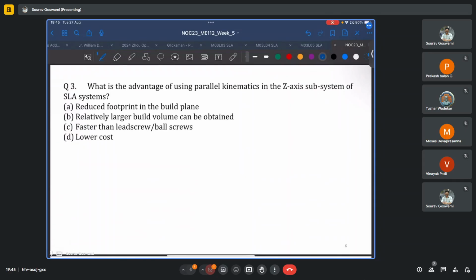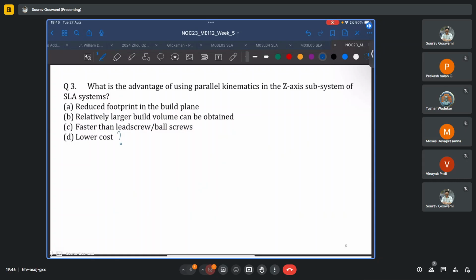The third question asks us, what is the advantage of using parallel kinematics in the z-axis subsystem of SLA systems? Does it come at a lower cost? Well, during our lectures, we did not really discuss this aspect of cost, but there is no specific aspect which makes us or forces us to or allows us to have a reasonable guess that the costs may be lower or higher than the other system, such as rack and pinion or others. So this is questionable. It may or may not be true. However, we cannot definitely say it is true. Is it faster than lead screw or ball screws?